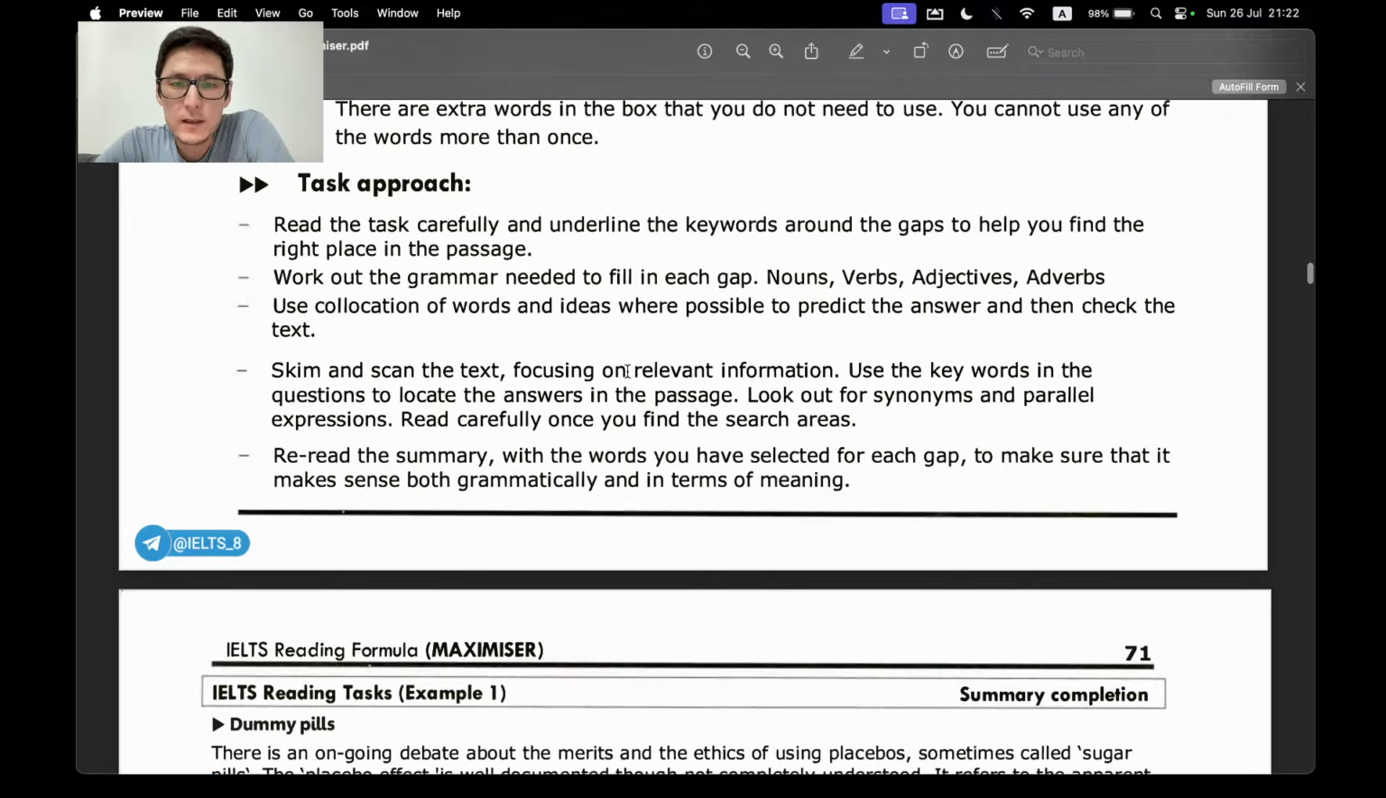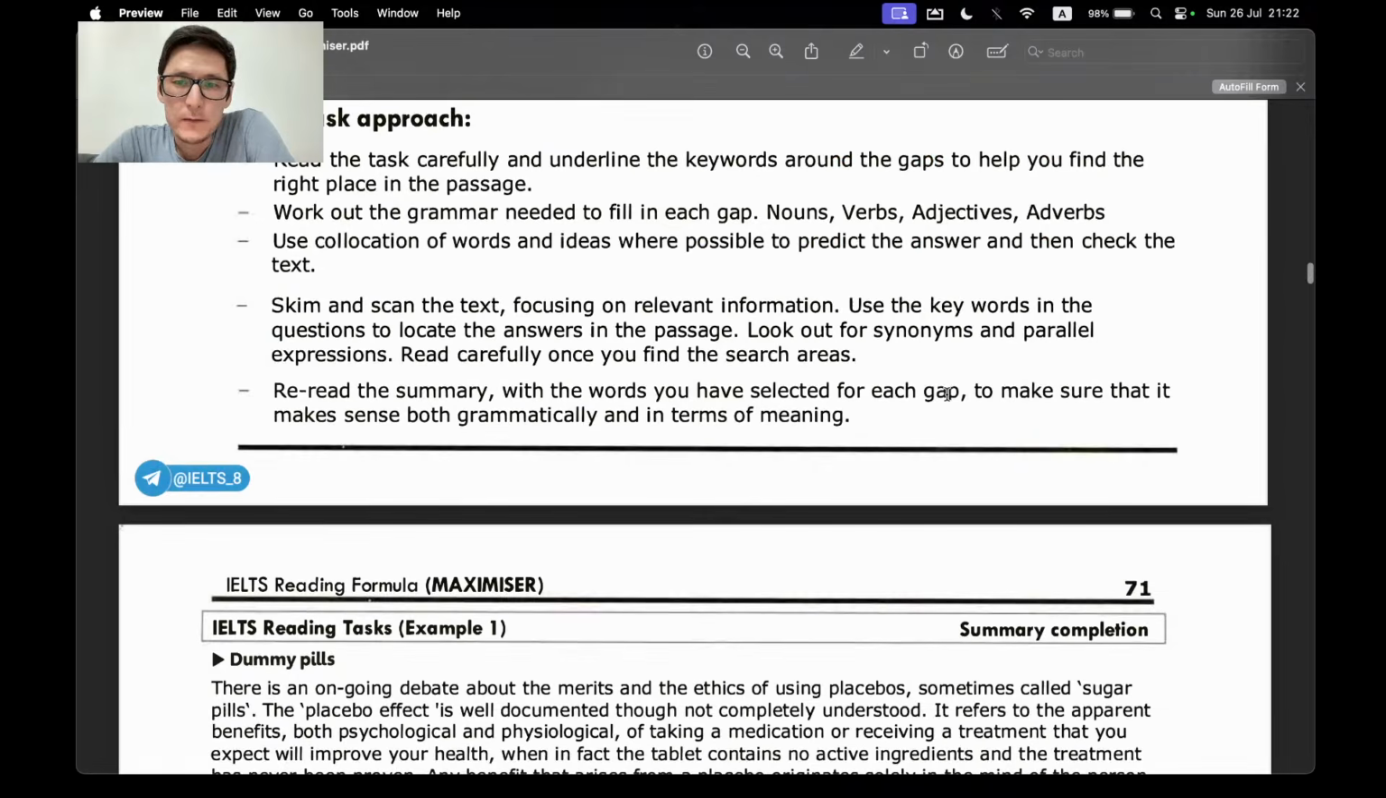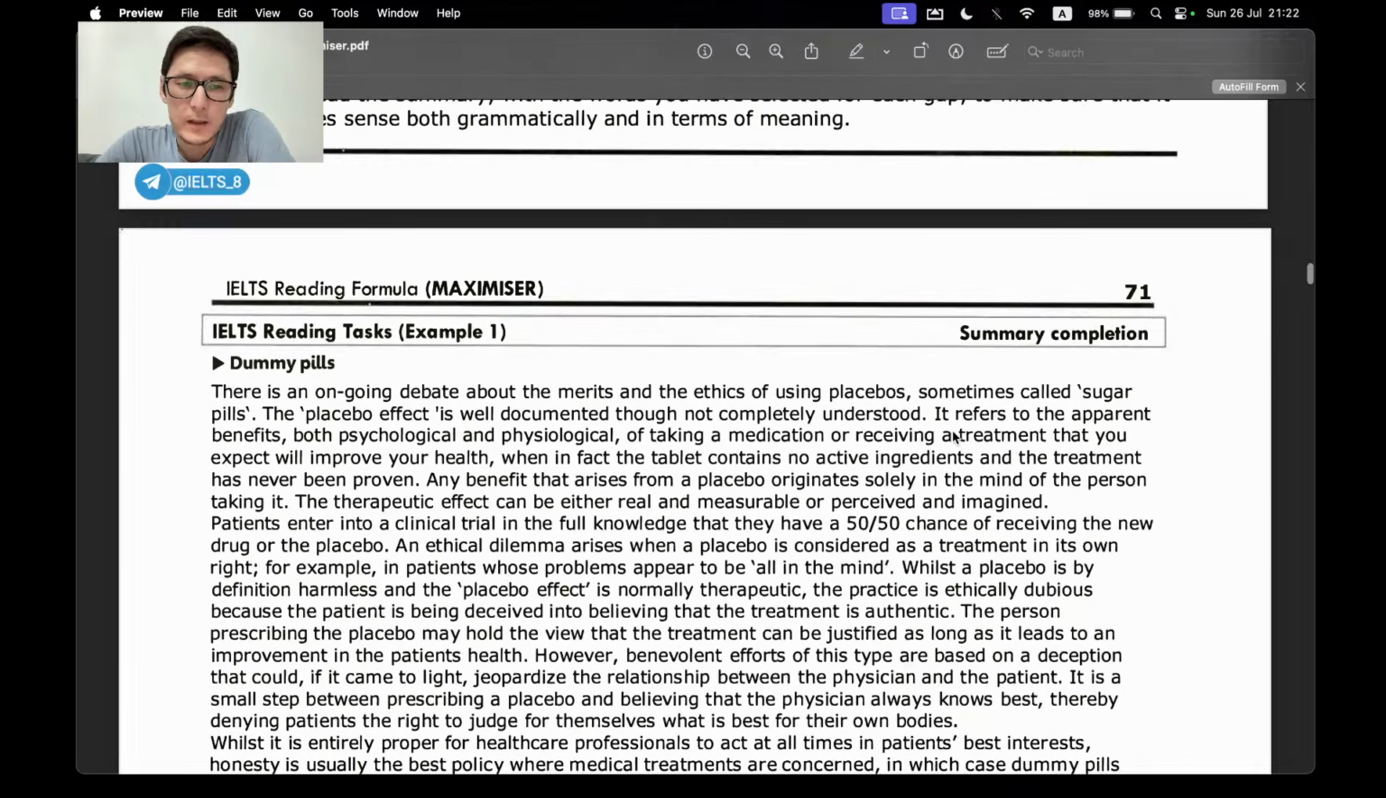Skim and scan the text, focus on relevant information. Use the keywords to locate the answer. Look out for synonyms and parallel expressions. Reread the summary with the words you have selected, if you have time, of course.